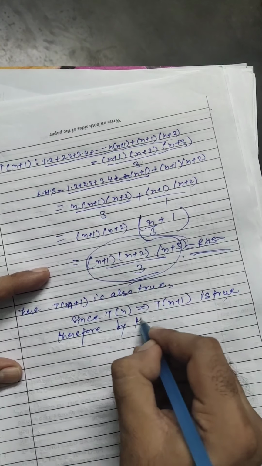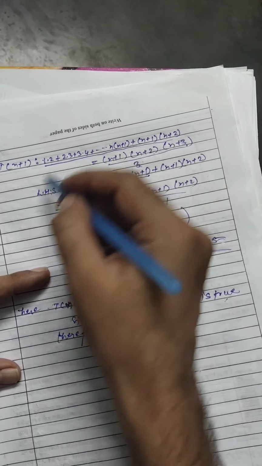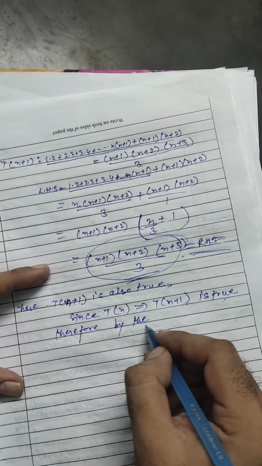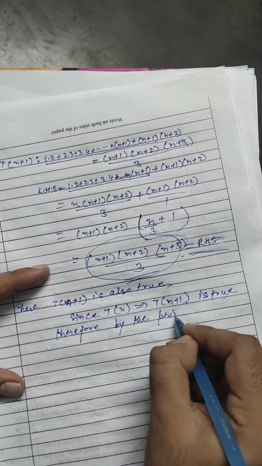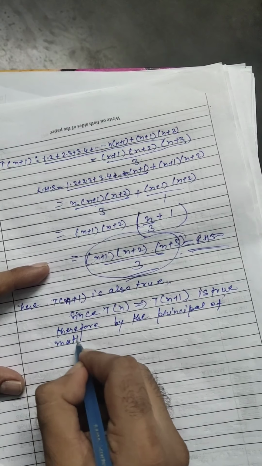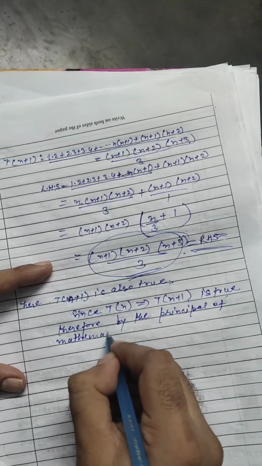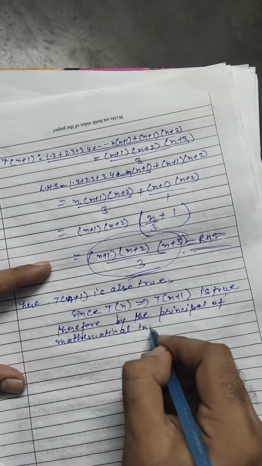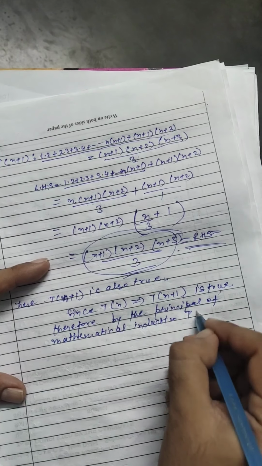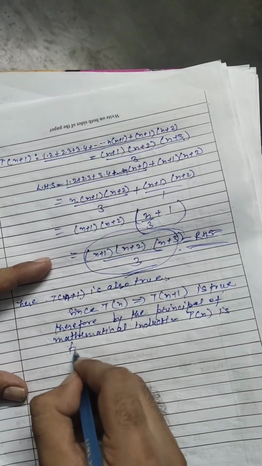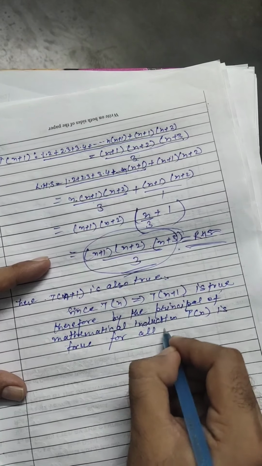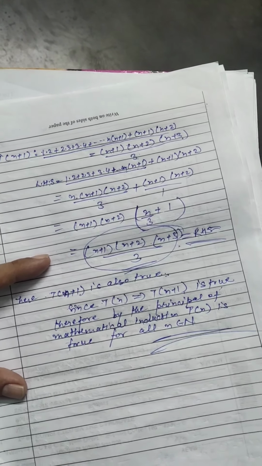by the principle of, you have proved this thing by this principle, this is called the principle of mathematical induction. So therefore by the principle of mathematical induction, T of n is true, okay, for all n belongs to N.